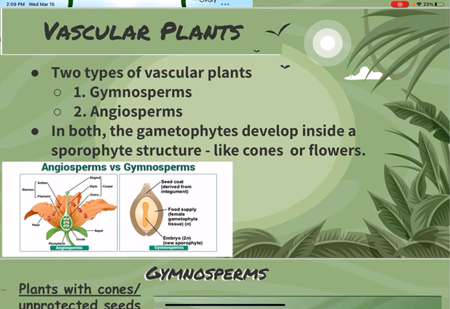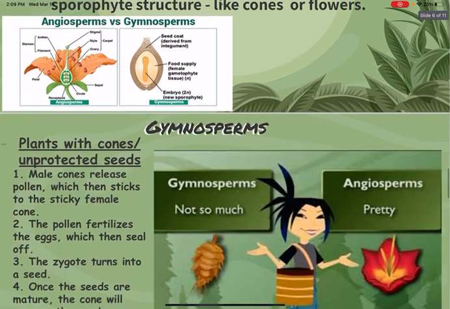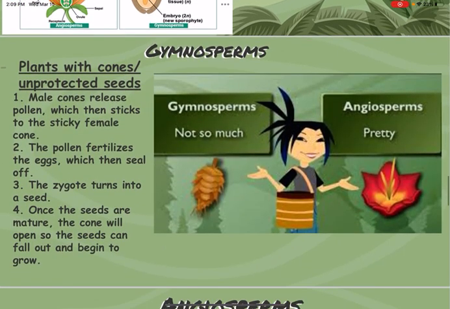Gymnosperms, it develops inside the cone. So with gymnosperms, again, the little, oh my gosh, I just forgot what they're called. Ovules are tucked inside of the female cone. The pollen sticks to the outside of the cone, grows in, fertilizes those ovules. The cone then opens up so the seeds can fall out.